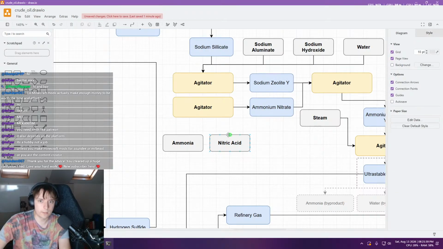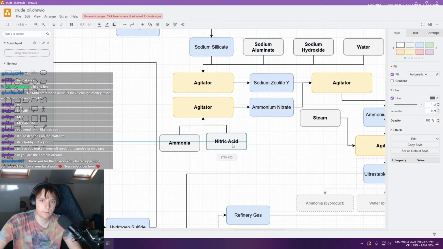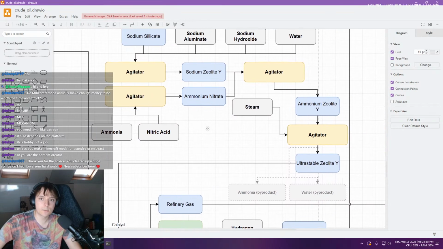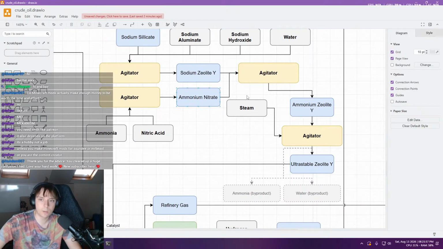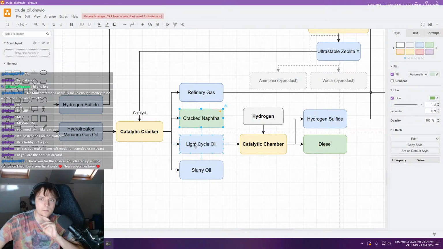Actually, I don't know we can do that. I don't think there's space to have that. That needs to be that way, unless we just bring this in. There you go. That's even. But that in the agitator then gets us the ammonium nitrate. That's all good. Okay, lovely. So that's cyanuric gas, cracked naphtha, and the light cycle oil.